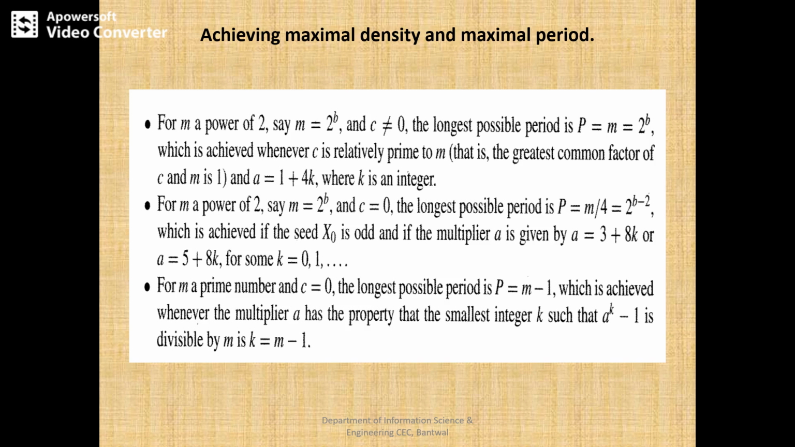Another point: for m a prime number and c equal to 0, the longest possible period P is equal to m minus 1, which is achieved whenever the multiplier a has the property that the smallest integer k such that a to the power k minus 1 is divisible by m is k equal to m minus 1. This helps achieve maximum density and maximal period using these modifications.